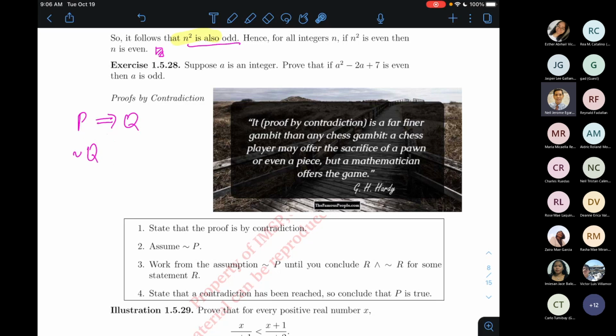Right? So that's the basic idea about the proof by contradiction. First, we assume the negation of the conclusion, meaning we will assume that the theorem is false. And then we'll try to deduce a contradiction out of that. Okay? So dahil magkakaroon ng contradiction, hindi pwedeng mali yung theorem na gusto natin gawin.